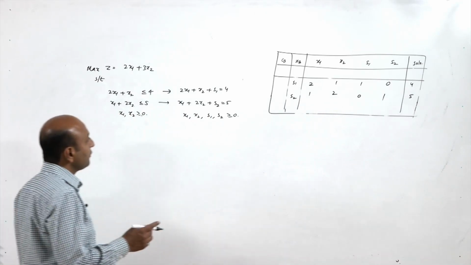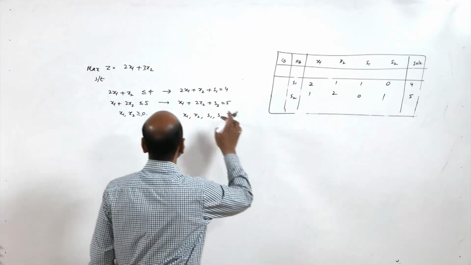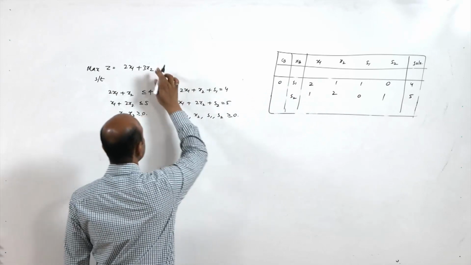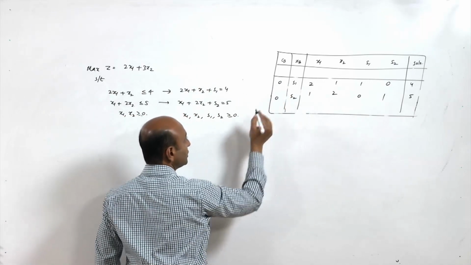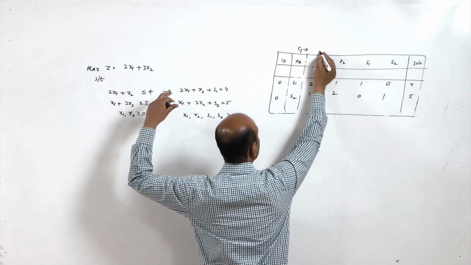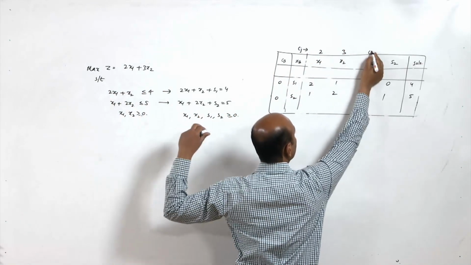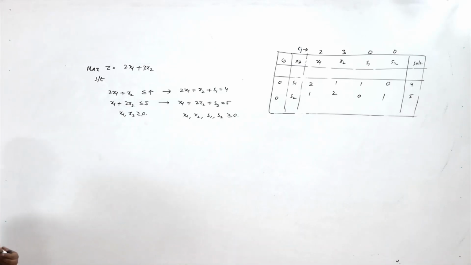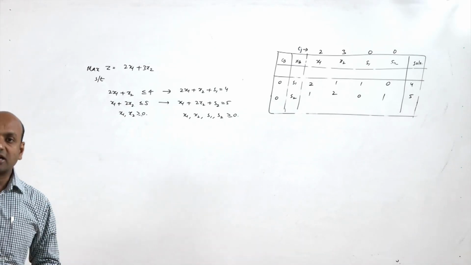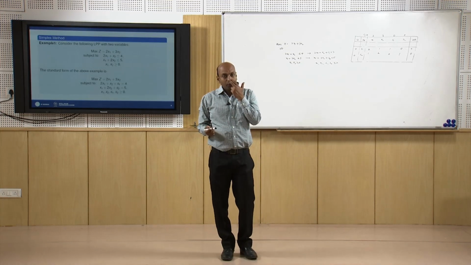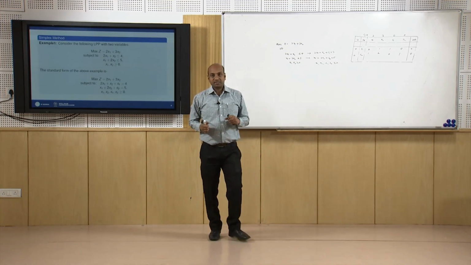What are the costs of s1 and s2 in the objective function? s1 is not in the objective function, so the cost is 0. s2 is also not there, so the cost is 0. The Cjs, the costs in the objective function, are 2, 3, 0, 0. Okay. Now, how will we start our iterations? We first find relative profits.